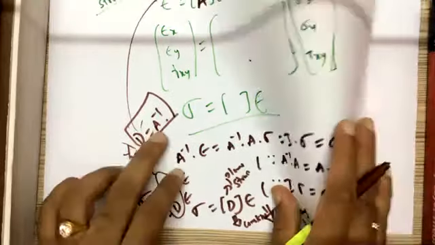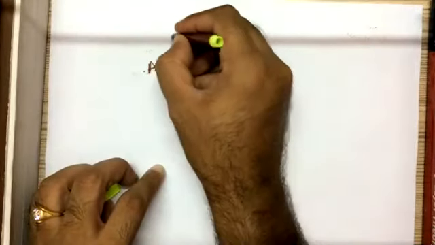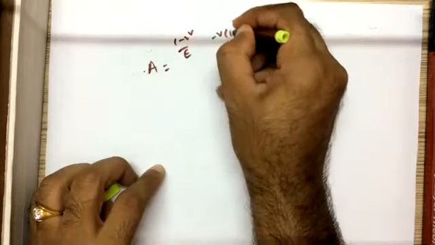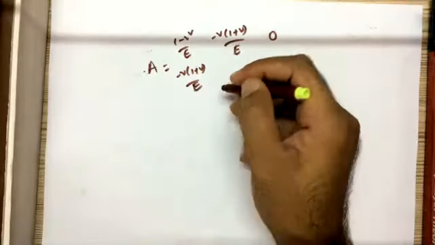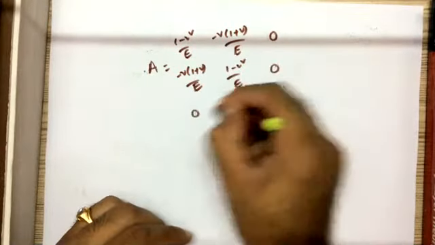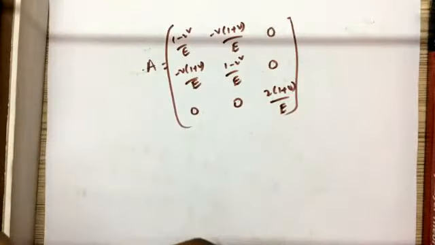So what is the A matrix? A is equal to: first row, 1 minus nu square by E, minus nu into 1 plus nu by E, and 0. Second row, minus nu into 1 plus nu by E, 1 minus nu square by E, and 0. Third row, 0, 0, 2 into 1 plus nu by E. This is your A matrix.